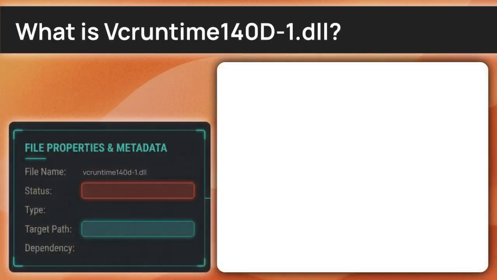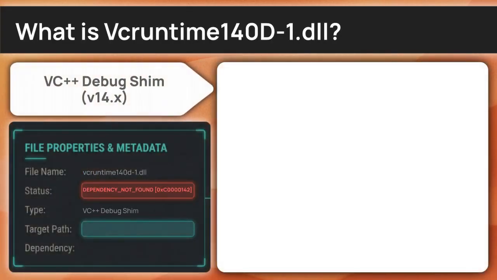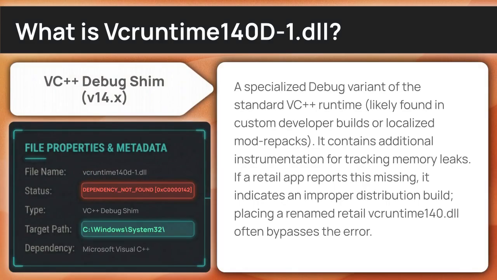This is the Visual C++ Runtime 140 Debug Submodule 1, a specialized debug variant of the standard VC++ runtime, likely found in custom developer builds or localized mod-repacks. It contains additional instrumentation for tracking memory leaks. If a retail app reports this missing, it indicates an improper distribution build, and placing a renamed retail VC runtime 140 DLL often bypasses the error.